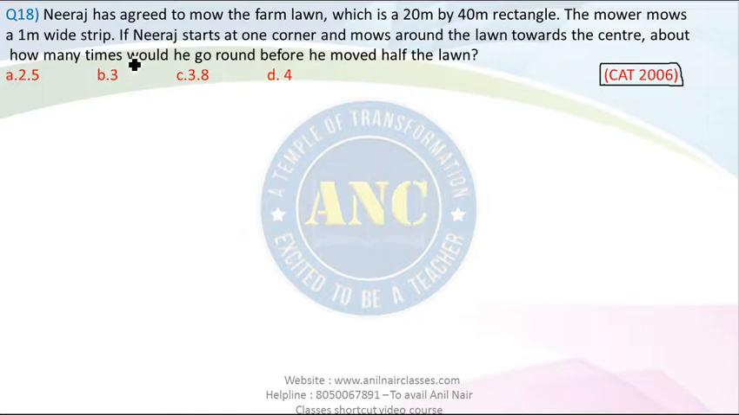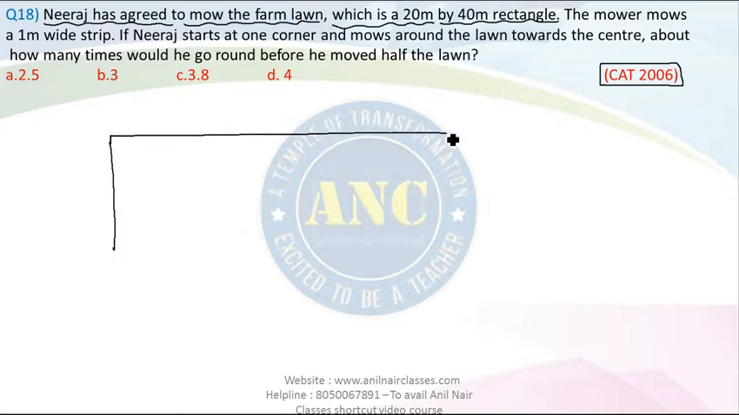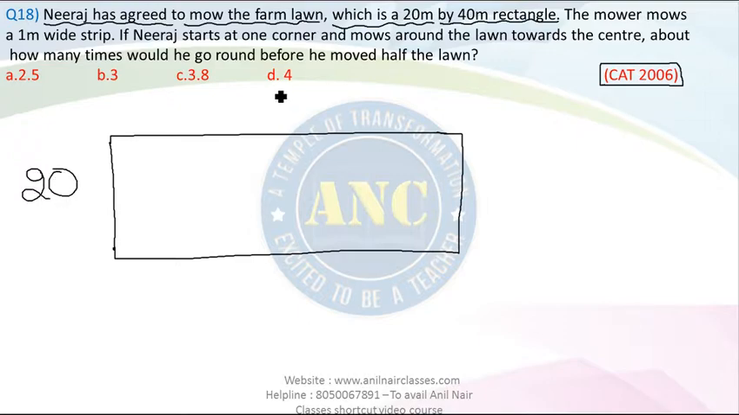Now see here, sir. The question says Neeraj has agreed to mow the farm lawn which is a 20 meter by 40 meter rectangle. That means the dimensions of the lawn are given as 20 meters by 40 meters, right? This is the rectangular lawn which Neeraj has agreed to mow.